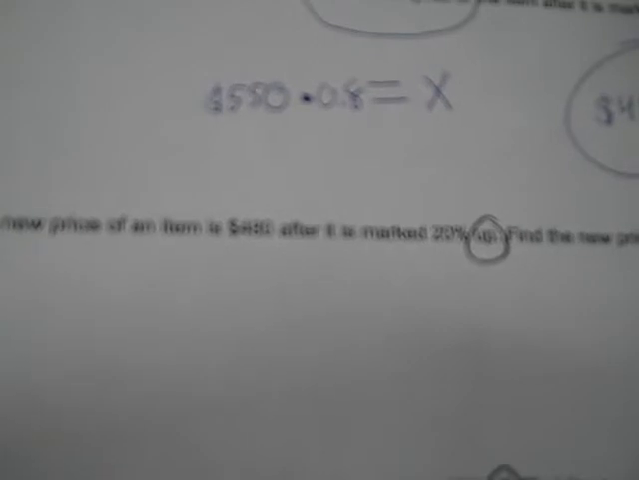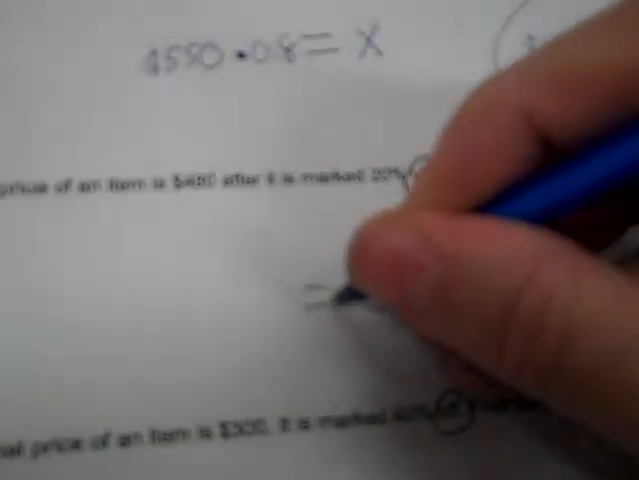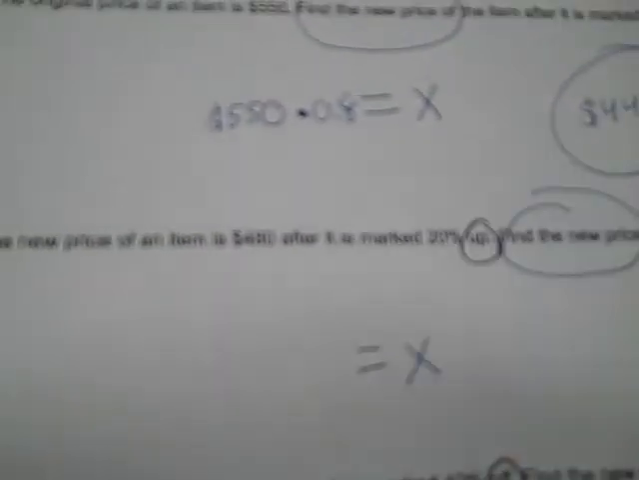Okay, next one. The new price of an item is $480 after it's marked 20% up. Find the new price of the item. So it says find the what? The new price. So where does the new price go in the equation? Right here. So X is going to be right there. It's going to be last, not first.